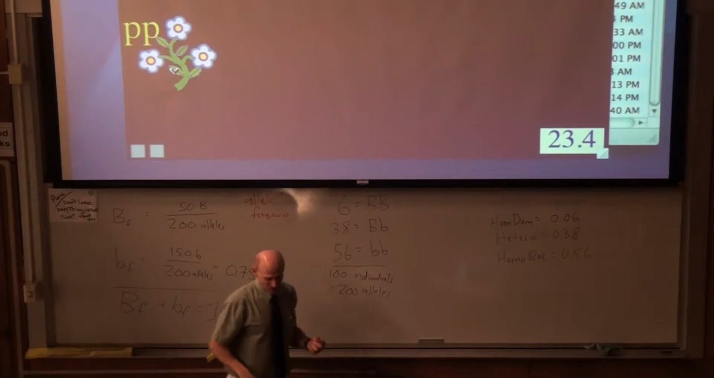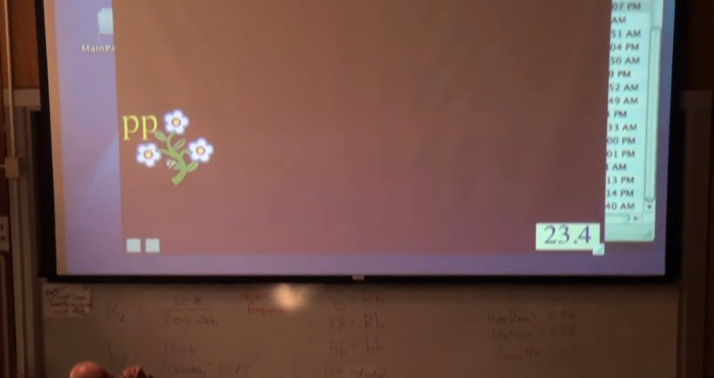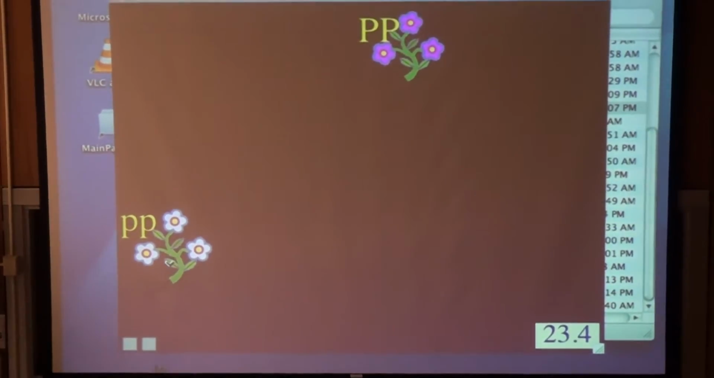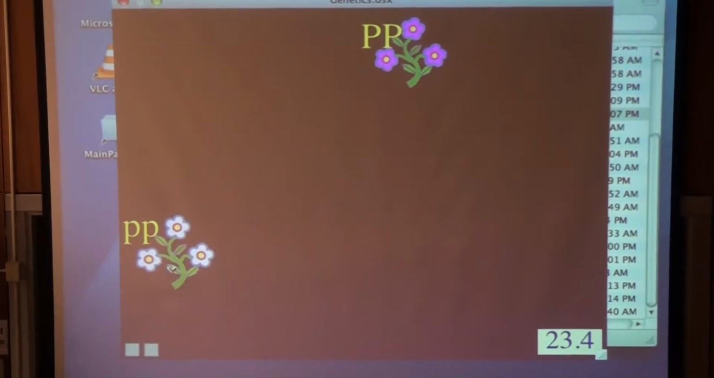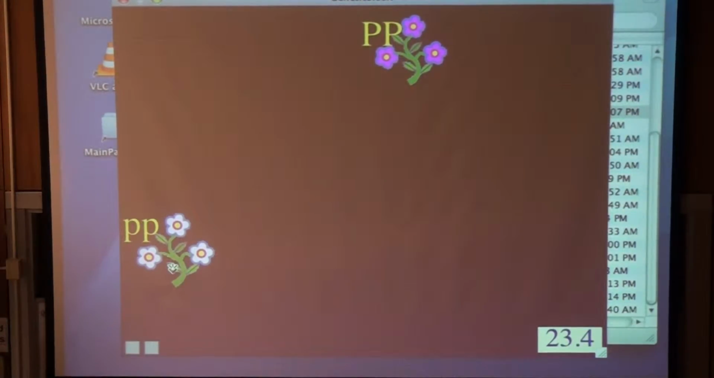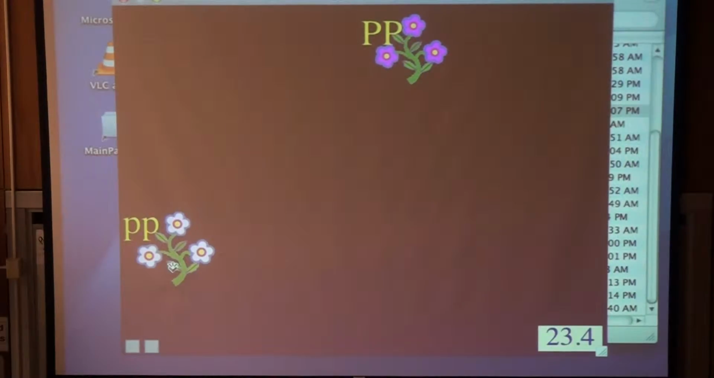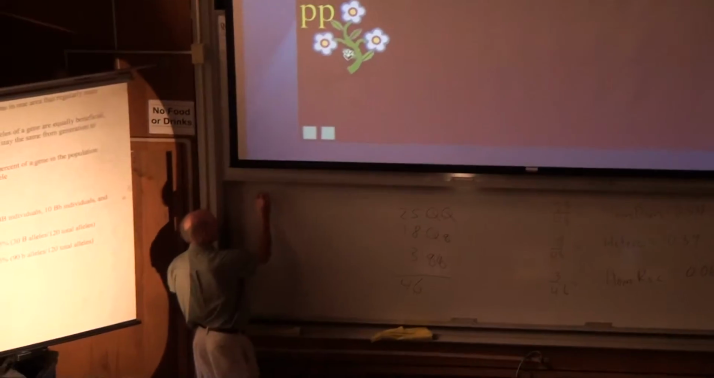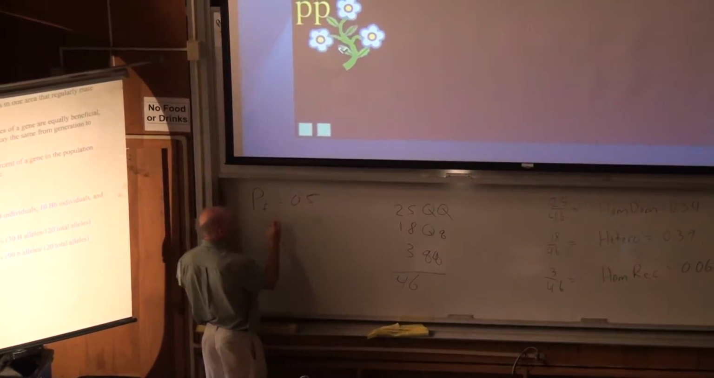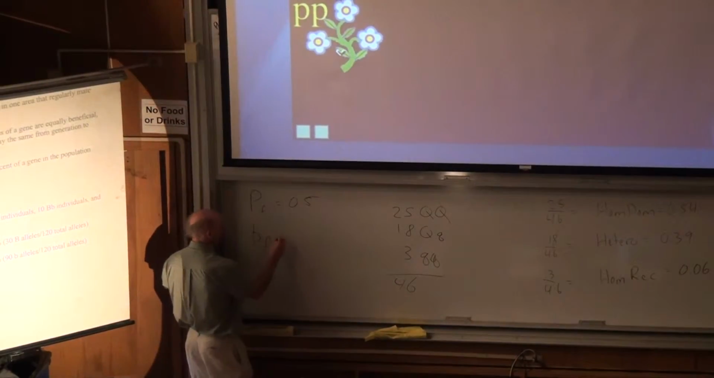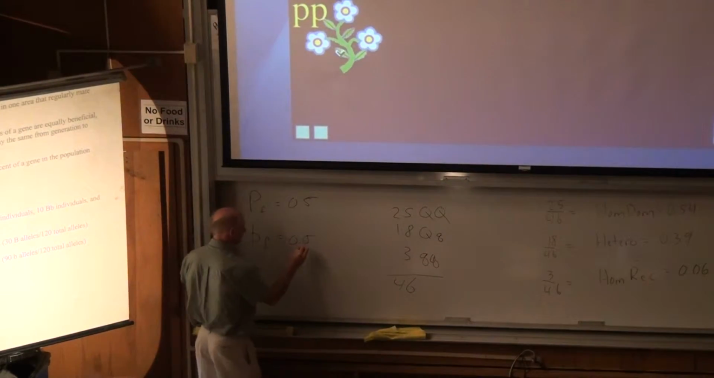Of those 4 alleles, how many are big P? 2. And how many are little p? 2. So 2 out of 4 and 2 out of 4 is 0.5. And so our allele frequency, maybe I'll write it over here, for big P, allele frequency is 0.5, and for little p, allele frequency is 0.5, like so.